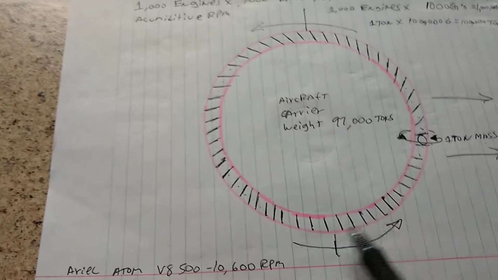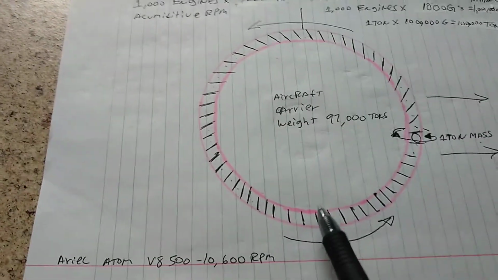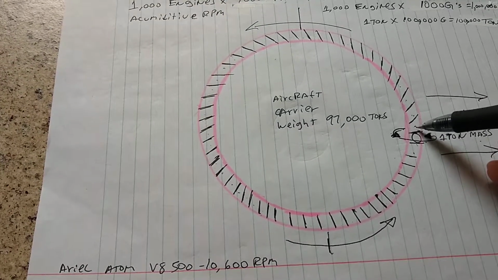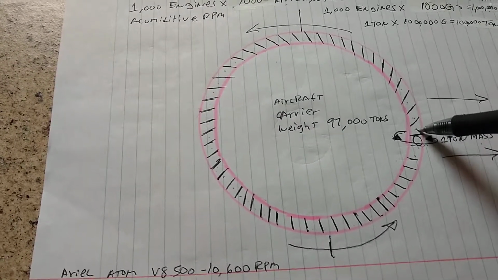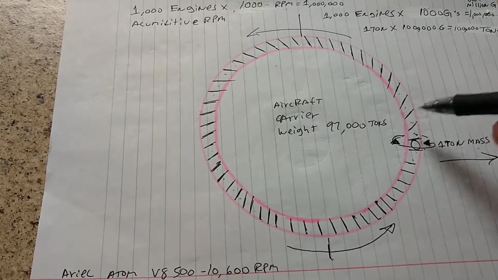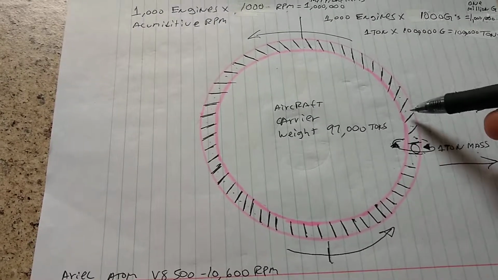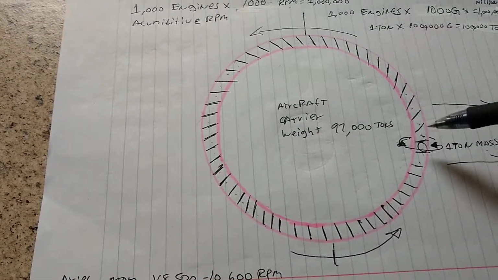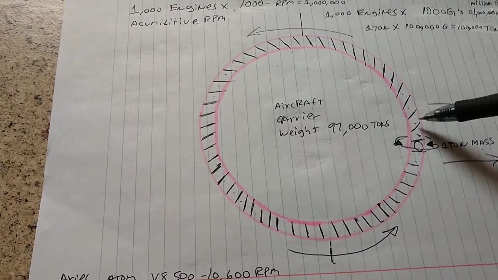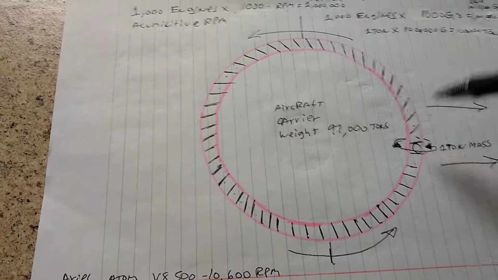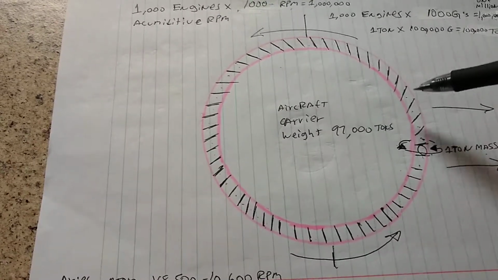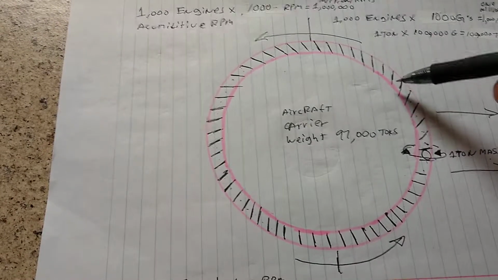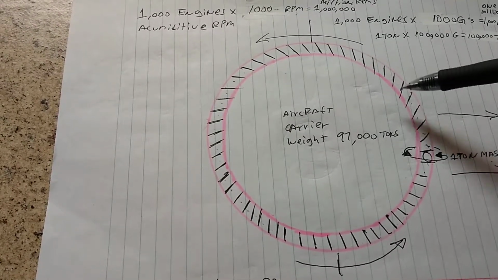First of all, we have 1,000 engines. Let's say this engine right here is 1,000 G's, and the next one is 1,000 G's, and each one individually is 1,000 G's. So it's all cumulative. The top one is always going to spin faster than the bottom. In this case, the front one is always going to spin faster than the one behind it.